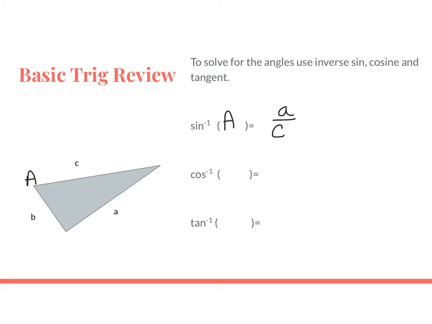The second one is cosine. Again, if I stay at angle A, that's going to be adjacent over hypotenuse. And then tangent inverse is opposite over adjacent. So we want to remember that if we take the inverse of something, we are finding an angle. When we're using regular sine, cosine, or tangent, we're finding a side. Again, it's all based on perspective from what angle you are solving for or what angle you have known.